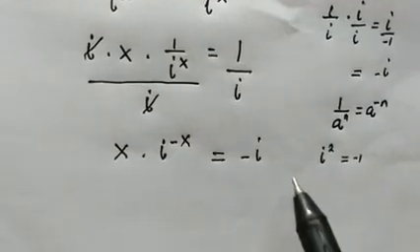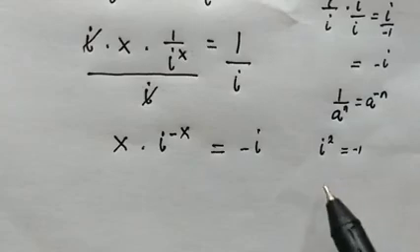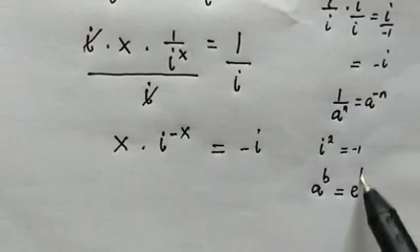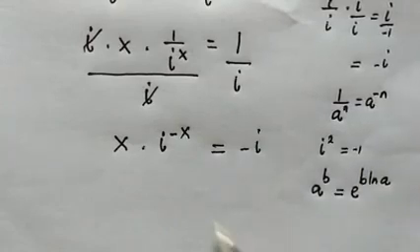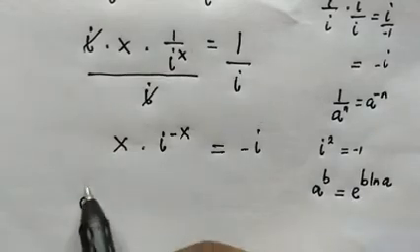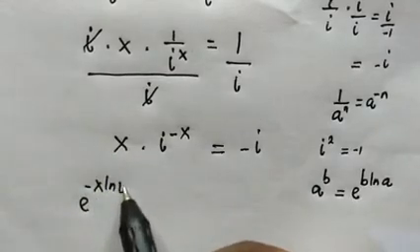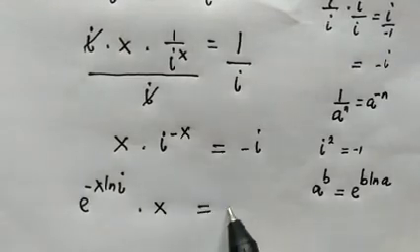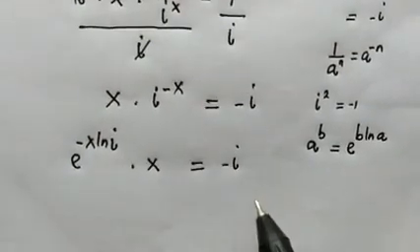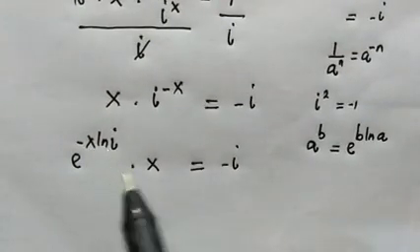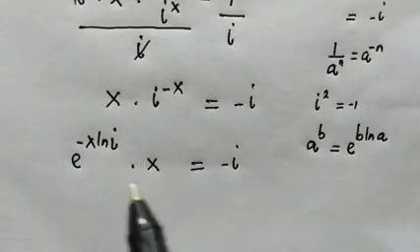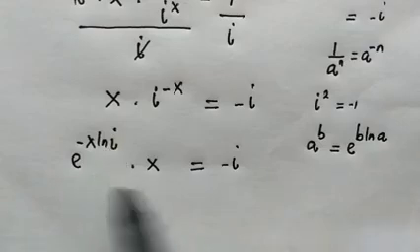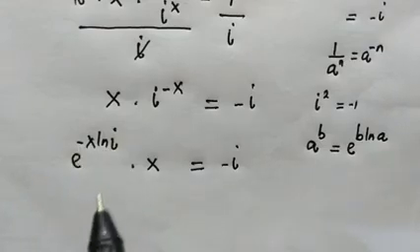For this part here, let us recall the following. We know that a raised to the power of b is equal to e raised to the power of b times the ln of a. This part here will be e raised to the power of -x times the ln of i, multiplied by x, from here. So this is equal to -i. Now we need to make the power of e equal with this expression here. So the only slight difference here is the negative natural log of i. So let us multiply both sides by the negative natural log of i.